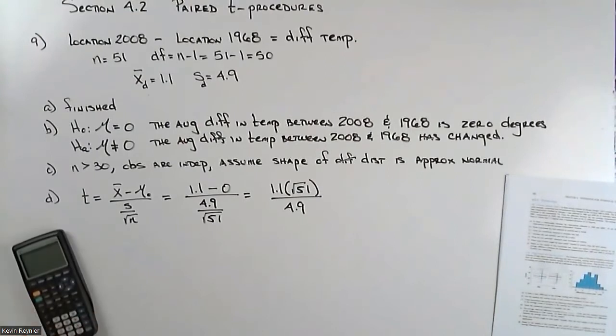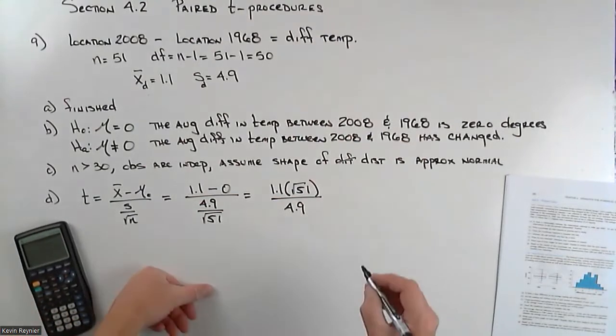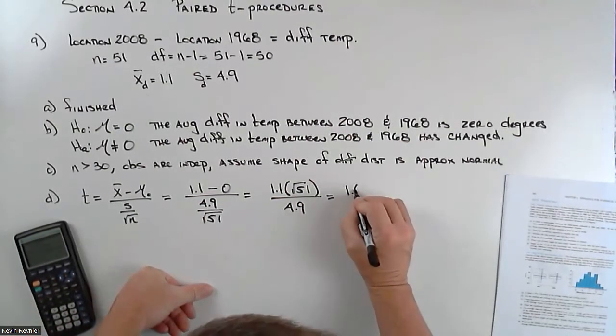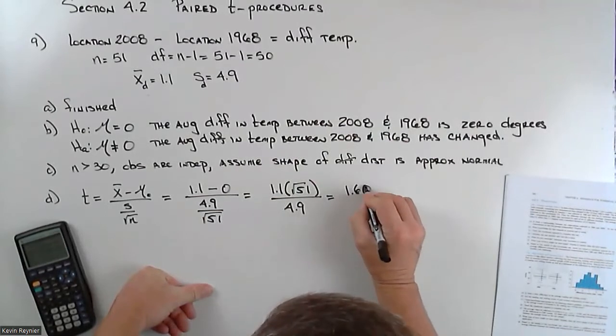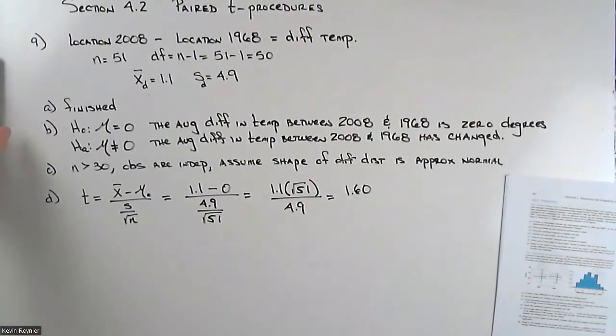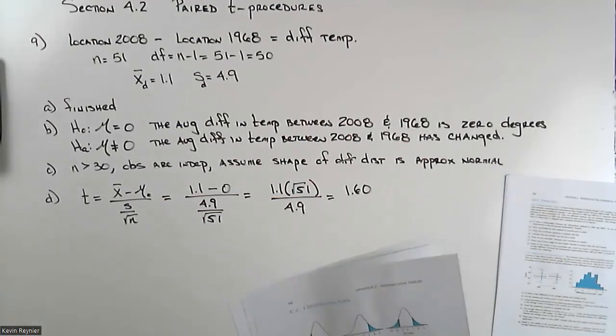I have a calculator here with me. So if we do that math, we have 1.1 times the square root of 51 divided by 4.9. And we end up with a T statistic of 1.60. Okay, that's our T statistic. And then it told us to find our P value. Now, in the last homework assignment, we learned how to use the T distribution to find our P value. So I'm not going to go over that again in this video.